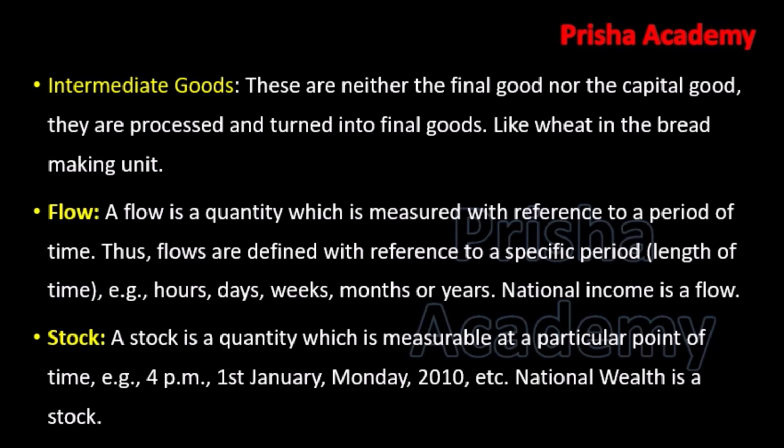Whereas the stock is the quantity which is measured at a particular point of time, say at 4 p.m. on the 1st, and in that way national wealth is the stock. Similarly, our bank balance, the wealth which we have created through our salaries and all the other incomes, is called the stock, whereas the monthly salary which we are receiving will be the flow. So national income is a flow, whereas national wealth is a stock. These two points you have to remember.